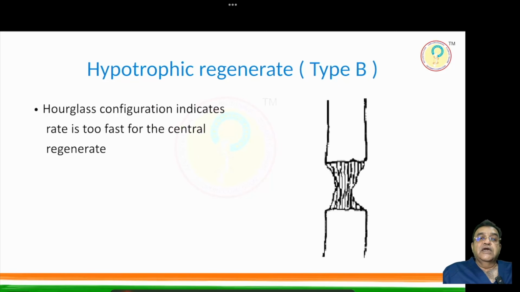Hypertrophic regenerate type B, hourglass configuration, is an indication that your rate of distraction is too fast for the central regenerate. You can see it thins out in the middle. So you have to reduce your rate of distraction. This type of picture will occur in that.